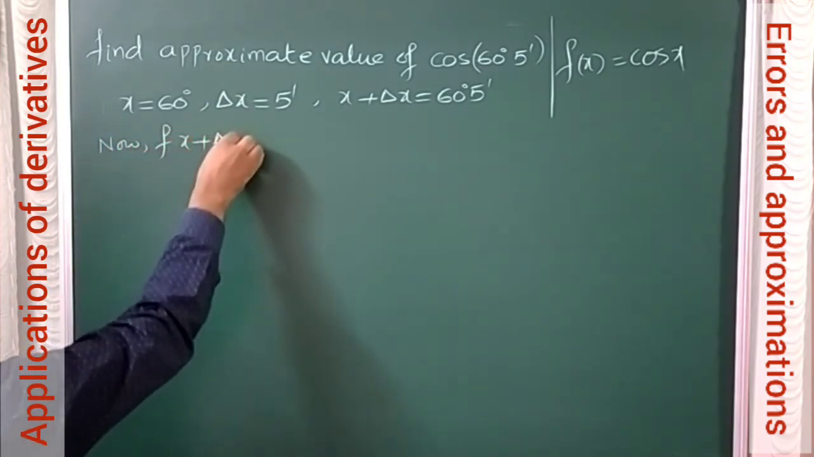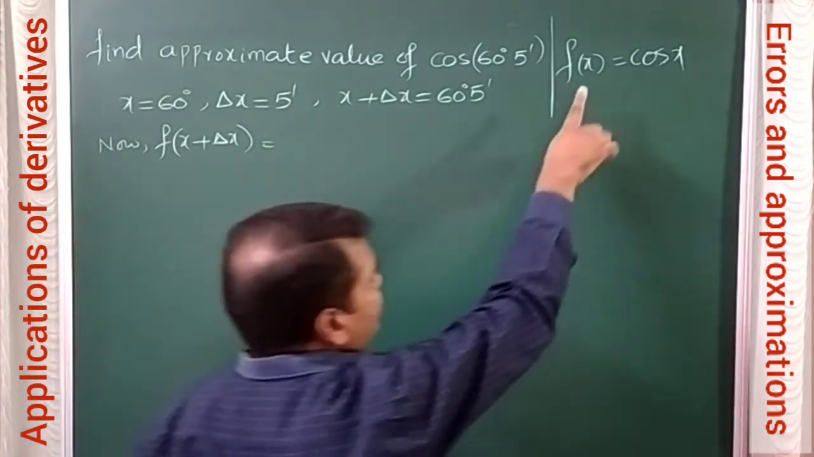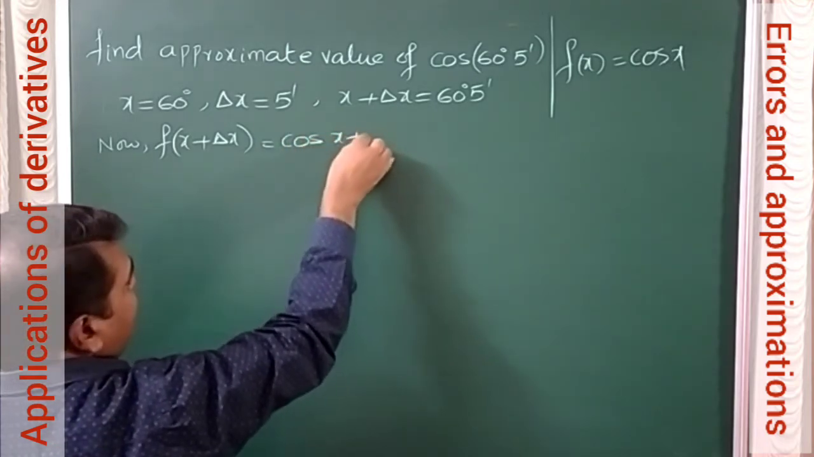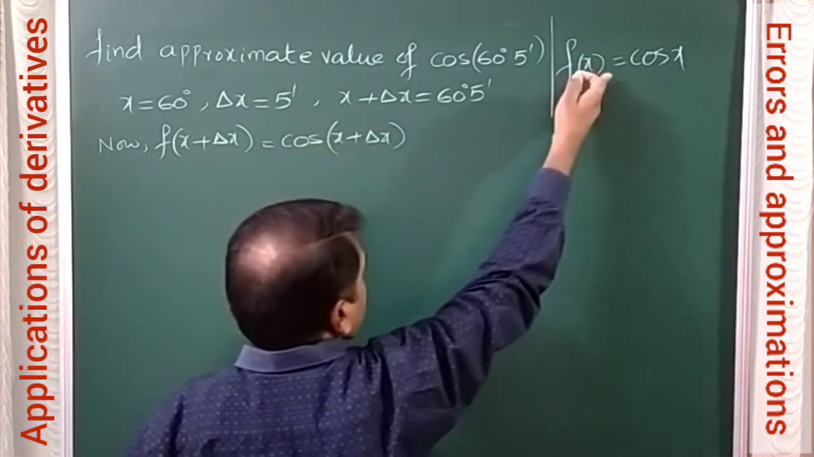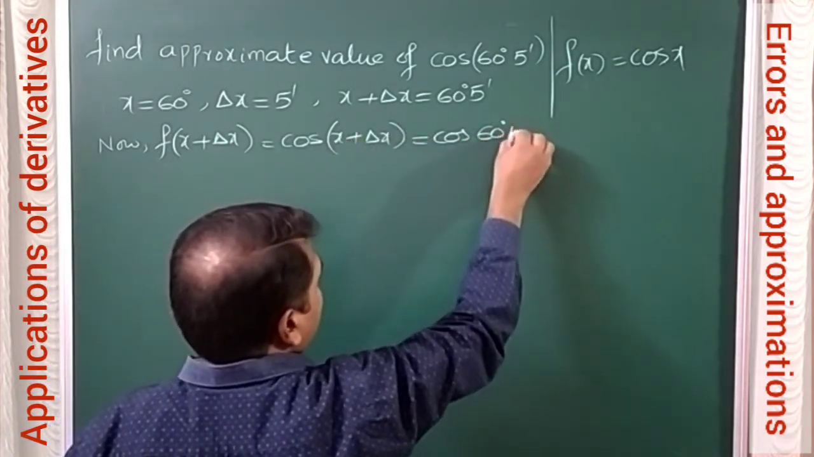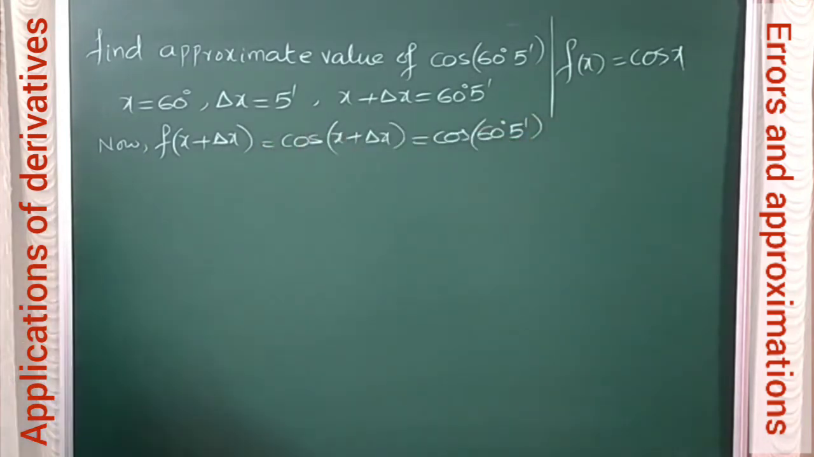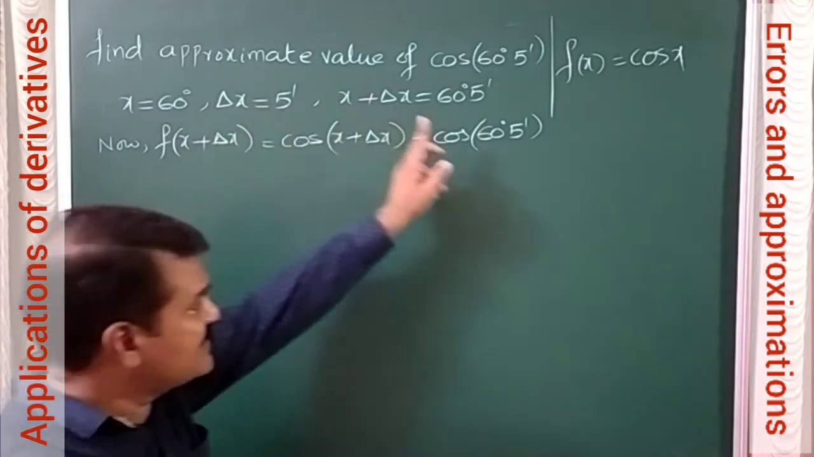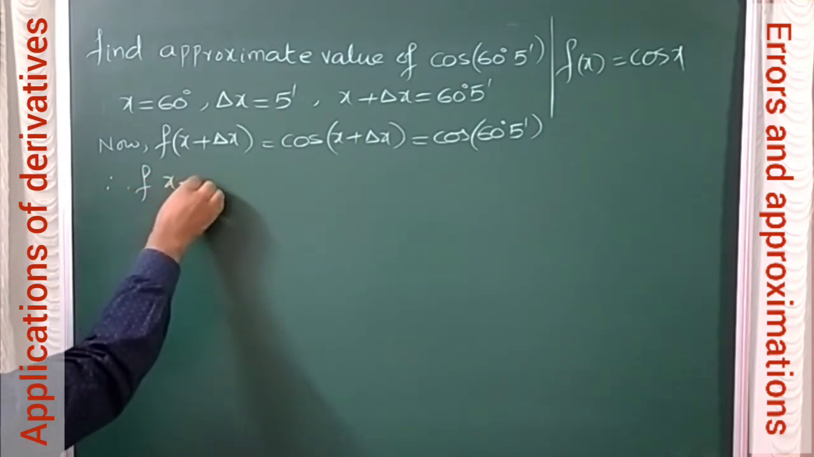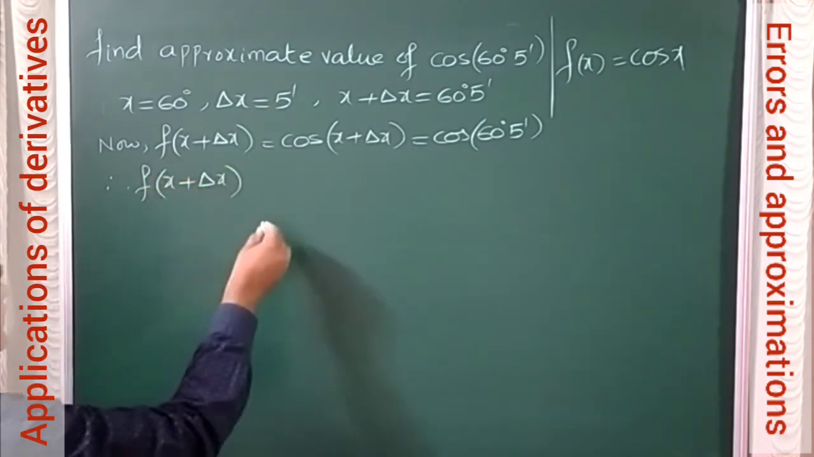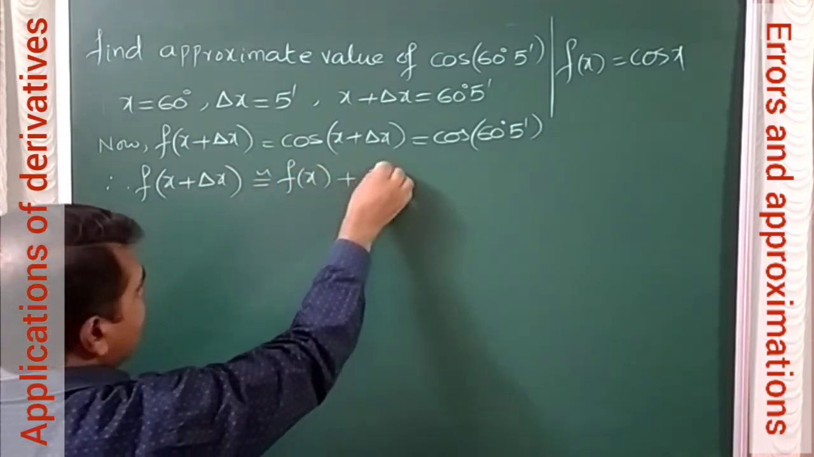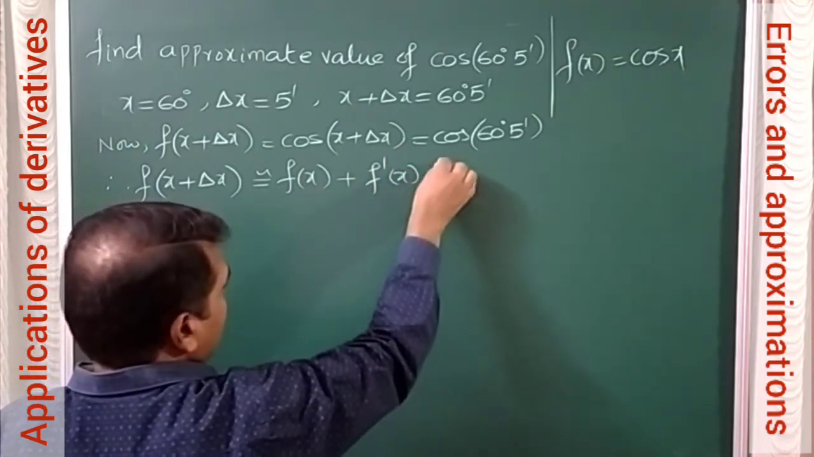f of x plus delta x, this is f of x, no? So what is f of x plus delta x? Cos of x plus delta x, by seeing this function. That means cos of x plus delta x means 60 degrees 5 minutes. This itself we have to find. So f of x plus delta x itself is required for us. Okay, so to find the value of f of x plus delta x, f of x plus delta x is approximately equal to f of x plus f dash of x into delta x.